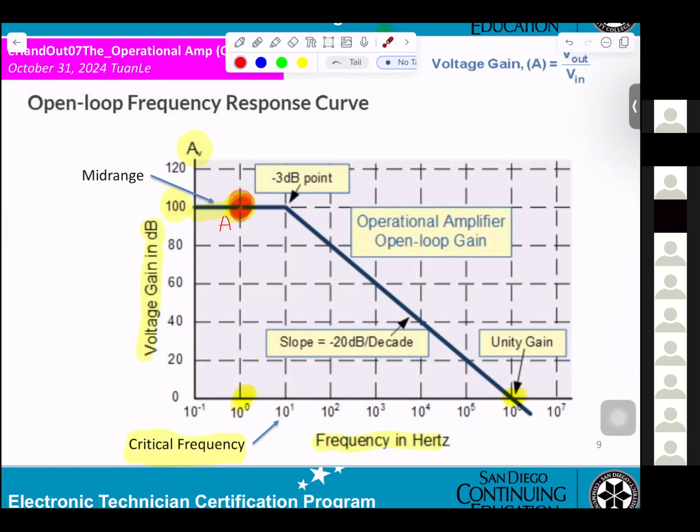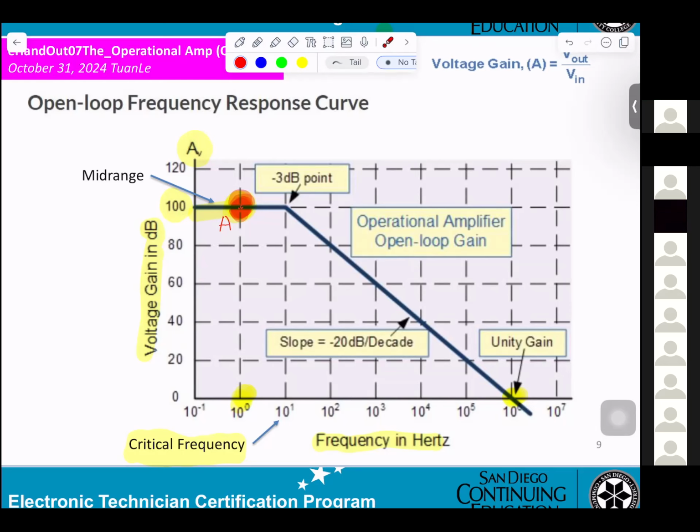Oh, okay. Let me turn this to the side. Voltage gain in dB. So then that's 20, 40, 60, 80. Yeah, so that dot is on the line that's 100 dB. Right. Now, what frequency? The frequency is 10 to the 0, and 10 to anything to the 0 power is 1. That will be 1 hertz.